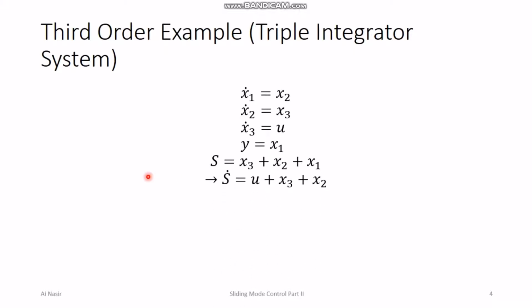So in this case S dot will be the derivative of x3, which is u, plus the derivative of x2, which is x3, plus the derivative of x1, which is x2.